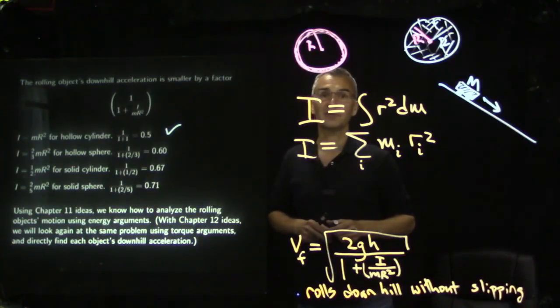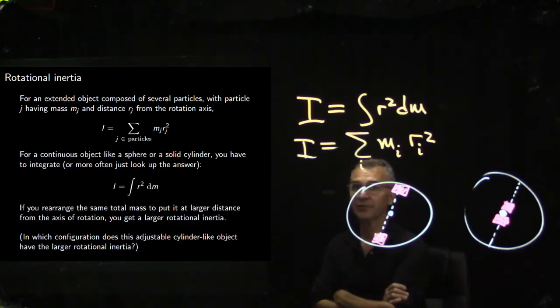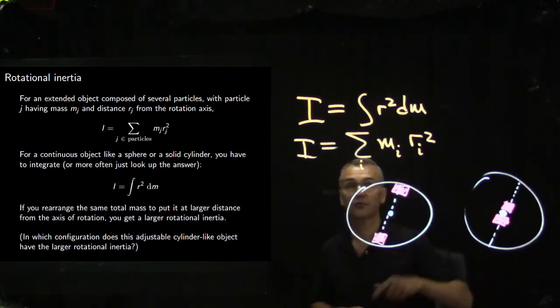So if you have an extended object composed of several particles, with different particles having mass m_j and distance r_j from the rotation axis, we're summing over some little summation variable j that enumerates all of the particles, all of the teeny little constituents that make up this extended object. And this extended object is often called a rigid body because the constituents stay rigidly attached to one another. Then we can add up over all of the little constituents the mass times the distance squared from the rotation axis.